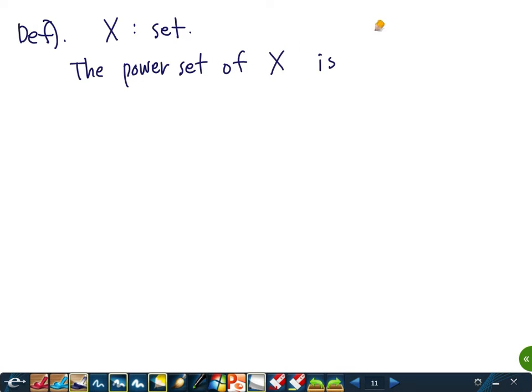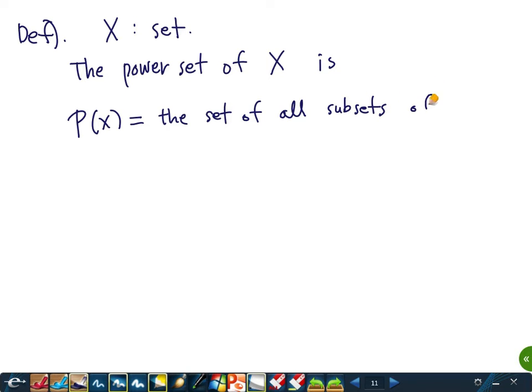Oh yeah, and then an important definition, which will also be used quite often. X is a set. And the power set of X is denoted P of X. And it is the set of all subsets of X. So the power set is a set of all subsets. Set of all subsets.